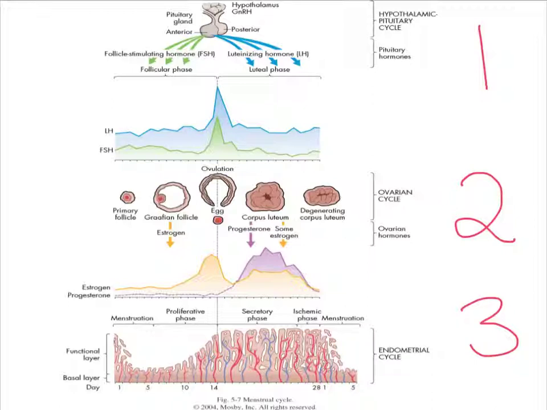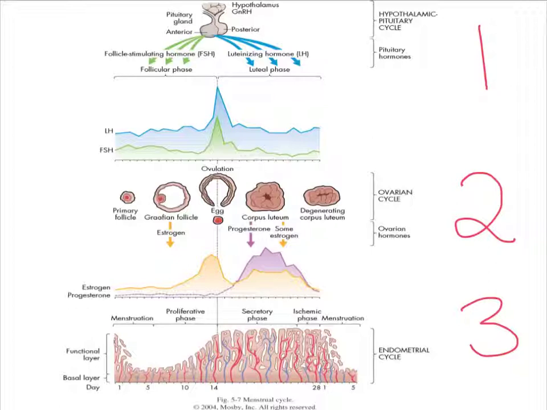First of all, the hypothalamic pituitary cycle, which involves the hypothalamus stimulating the pituitary to release FSH, or follicle stimulating hormone, and LH, or luteinizing hormone, which are going to then act on the ovaries. Then secondly, the ovarian cycle, which involves, of course, estrogen and progesterone, and you can see how the estrogen and progesterone levels change throughout the cycle. And then, of course, the ovaries are going to develop and release the egg.